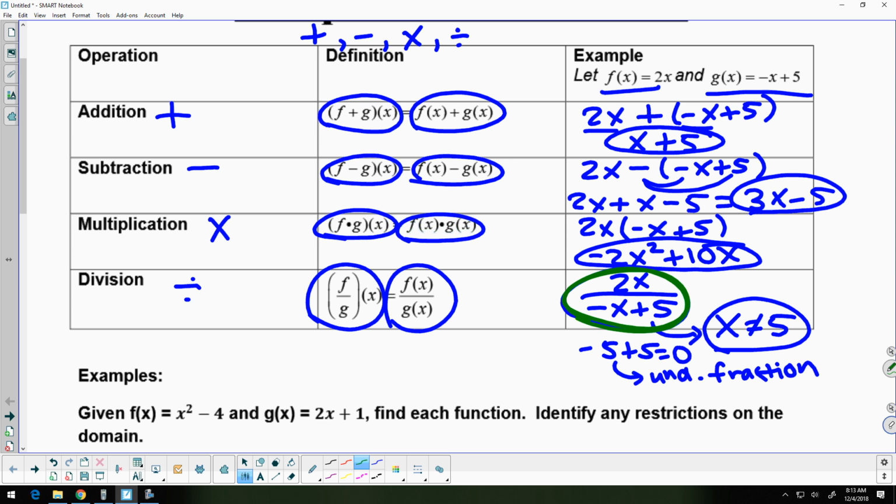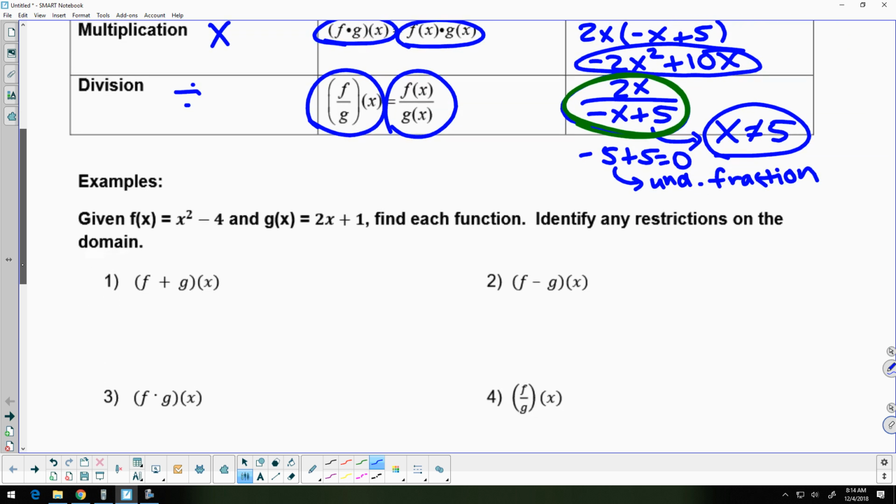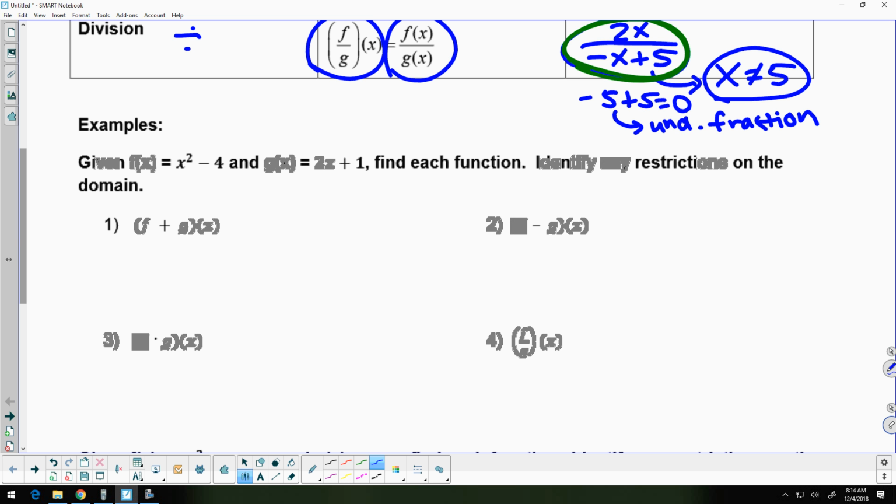But again, if you have a variable on the bottom of your fraction like we do for this one, you also want to state what x cannot be equal to, what gives me an undefined fraction. Okay? Now, doing the same thing, it looks like same four operations, but now we have two new functions. So here's f of x, here's g of x.